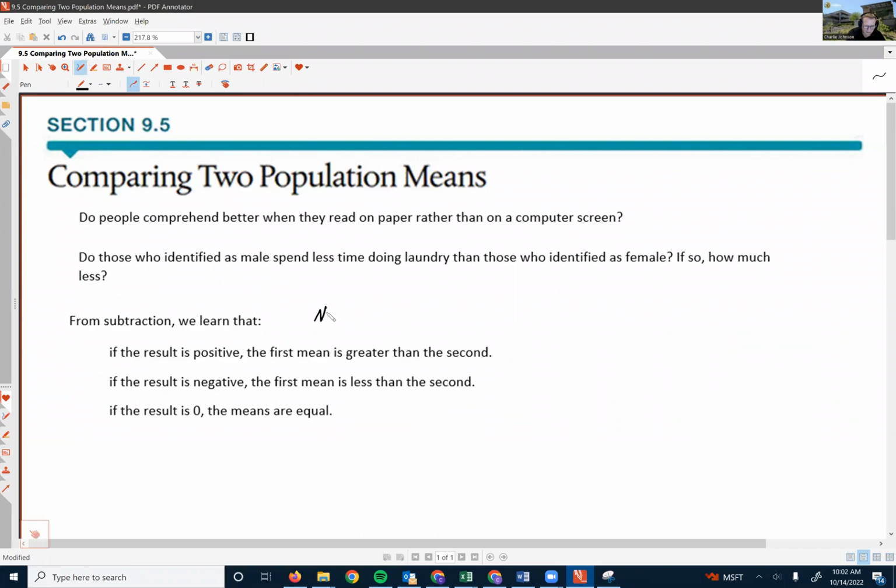So to show that, we usually will do mu1 minus mu2. And if that result is positive, then you see that mu1 would have to be greater than mu2 for that to be greater than 0. But if this turns out to be a negative number, then that would mean that mu1 would have to be less than mu2. And if they come out to be equal, or 0, then they have to be equal.